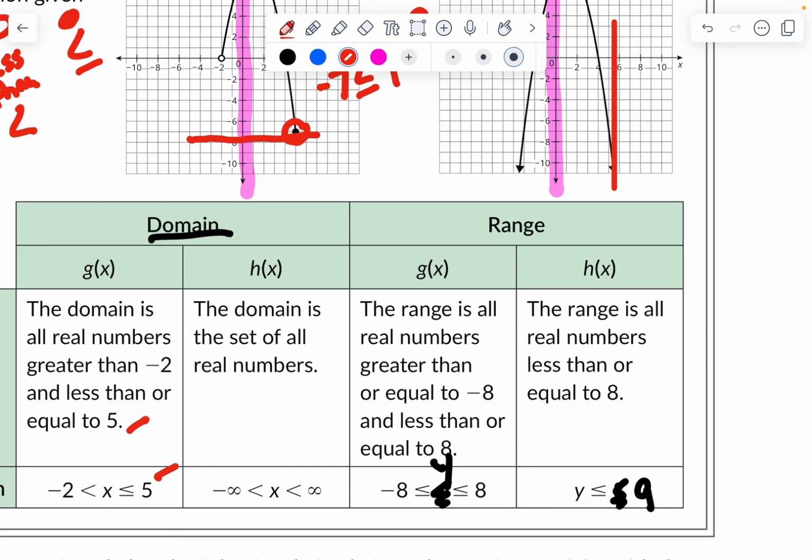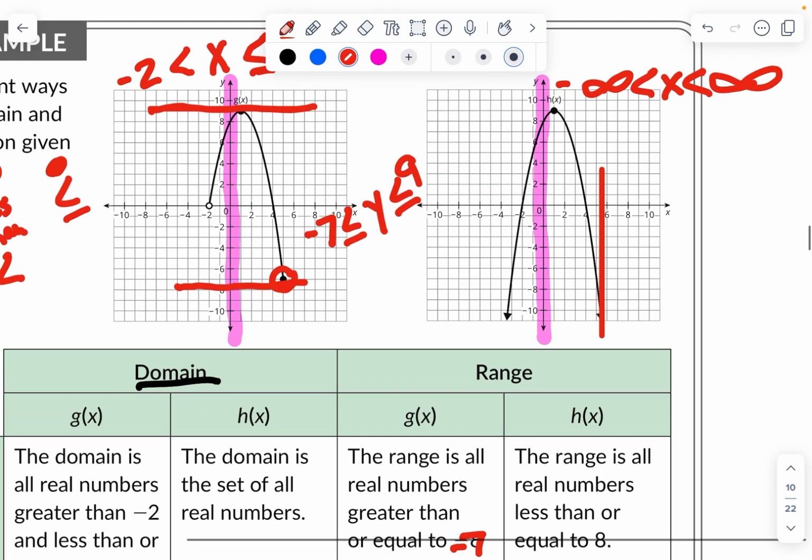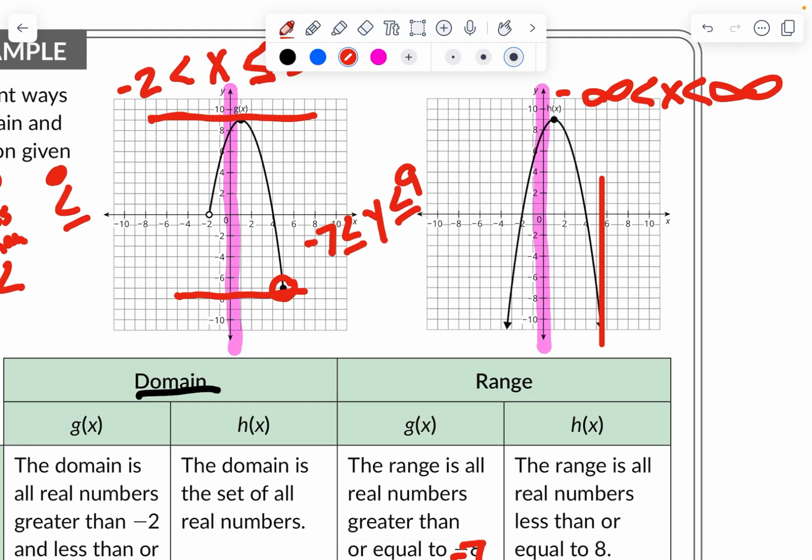Oh, this one did have mistakes. This is supposed to say -7 and +9. So the range is all the numbers that are greater than or equal to -7, less than or equal to 9. That is the range of the first graph. Now we're going to go look at the second graph.